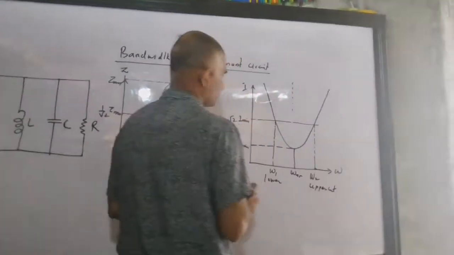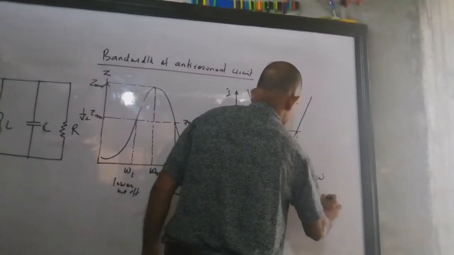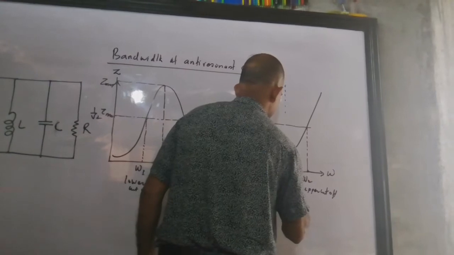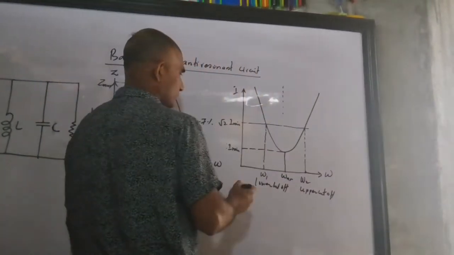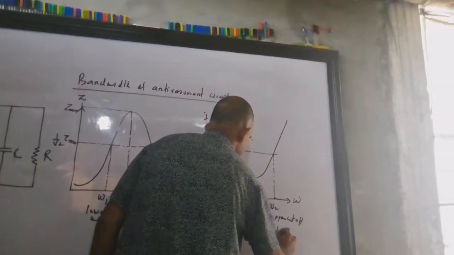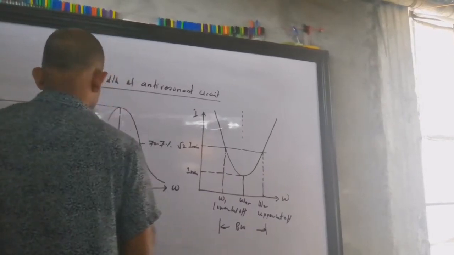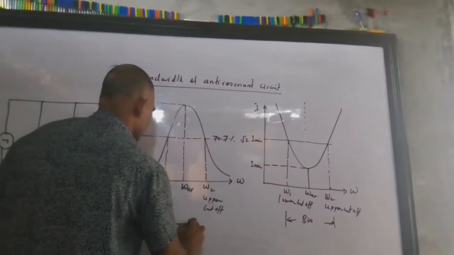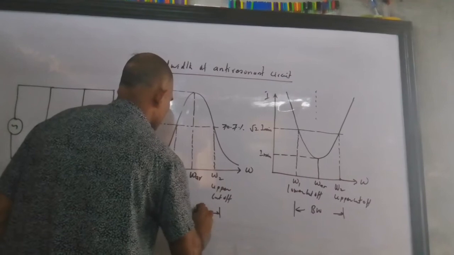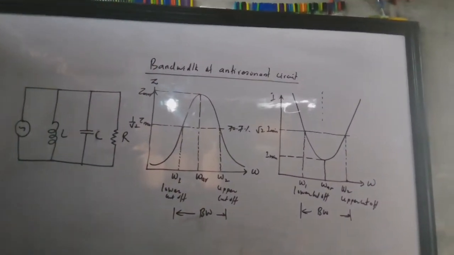And if we know the lower cutoff and upper cutoff, then we know the bandwidth, because bandwidth is simply the difference of these two frequencies. So bandwidth will be the difference of the upper cutoff frequency and the lower cutoff frequency, that is omega 2 minus omega 1.